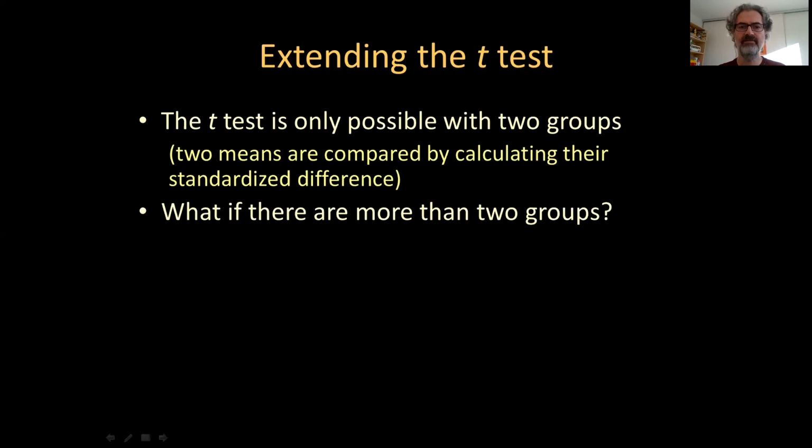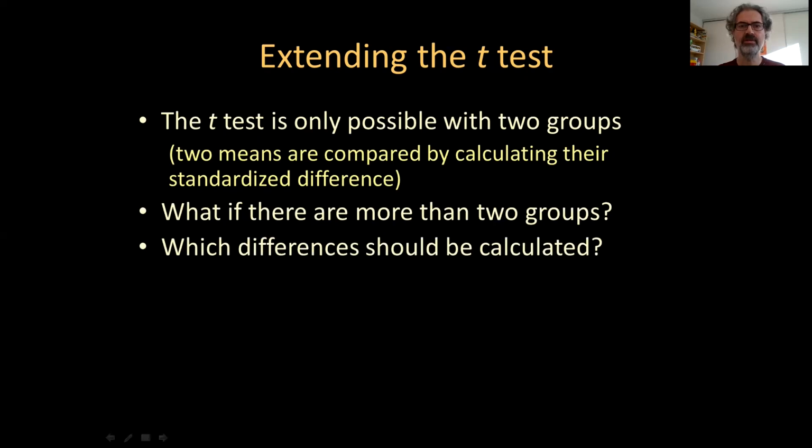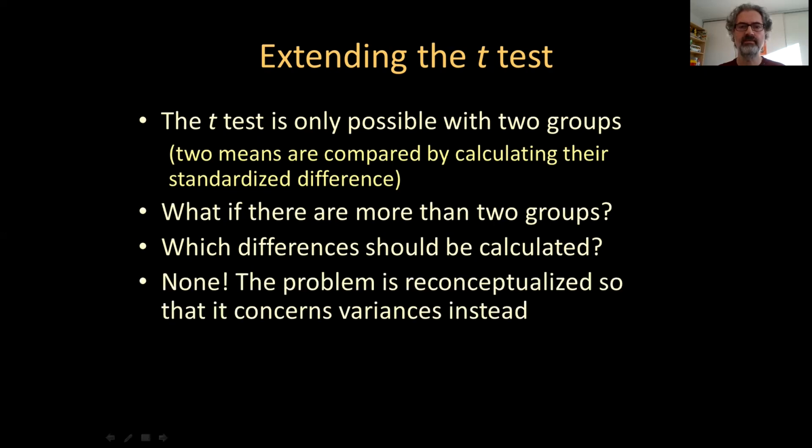What if we do have more than two groups? What if it's not just boys and girls, but three different grades or three different interventions? Well, then there are more differences. Which of the group differences should we compare to find out if our two variables are related? The answer is we don't need to calculate any group differences if we think of the relationship question in a different way.